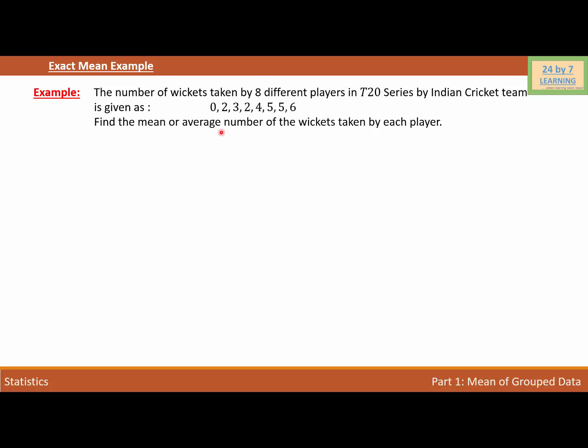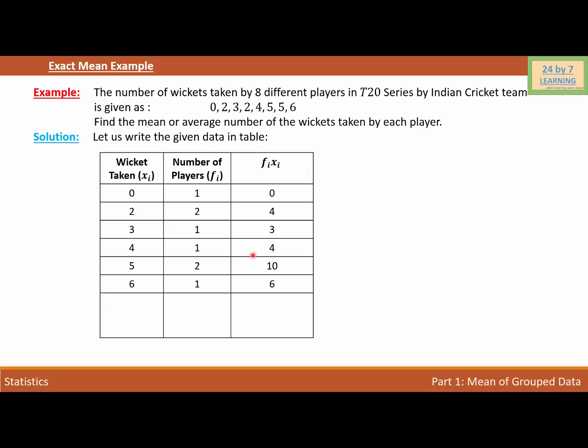In order to solve this question, I need to create a table. So I'm going to create the table. As you can see, this is my table and I have already filled in all the information. My first column is wickets taken, which I'm using the symbol Xi to represent. I got all this information from here.